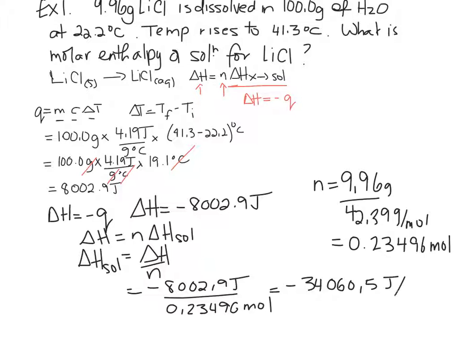34,060.5 joules per mole. Let's put it in kilojoules because we're talking 34,000. We can only have 3 sig figs in our answer, so negative 34.1 kilojoules per mole. There's the molar enthalpy for the dissolving of lithium chloride.